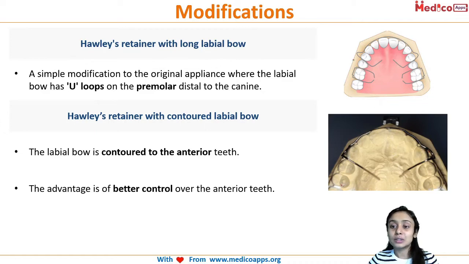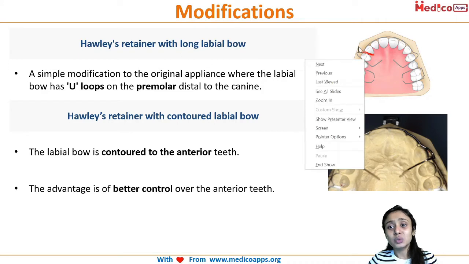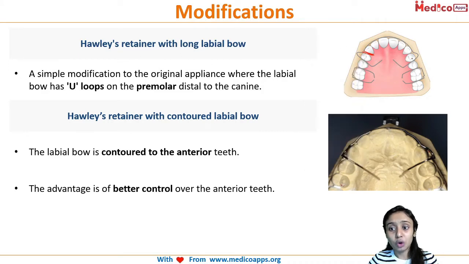Now, when is this used? It's ideally used when there is a gap distal to your canine. So if there is a gap distal to the canine and we want to close that space, in that case, we can give a Hawley's appliance with a long labial bow. That is, the distal end of your U-loop will come between your premolars and will not come between your canine and your premolar, because we want to close this particular space.